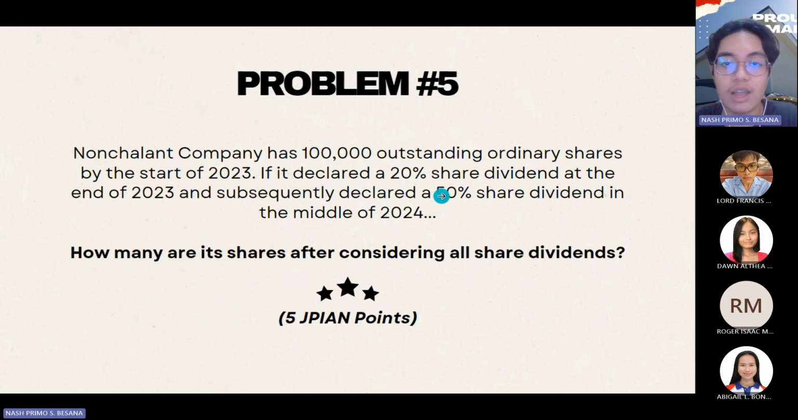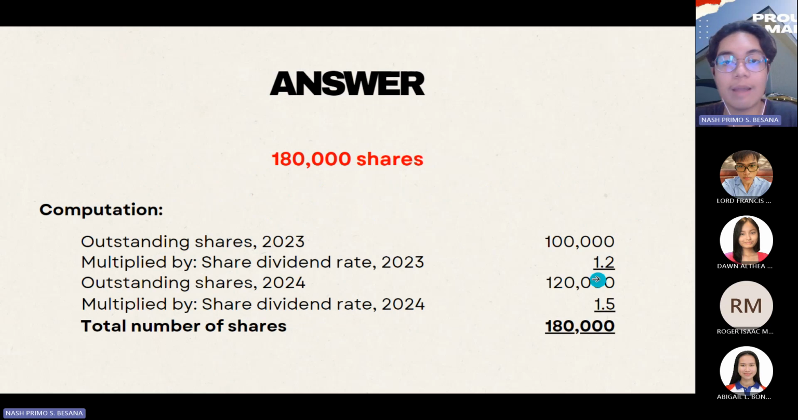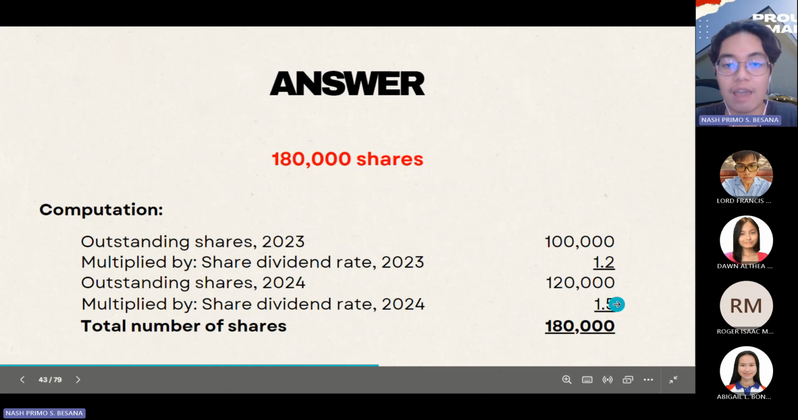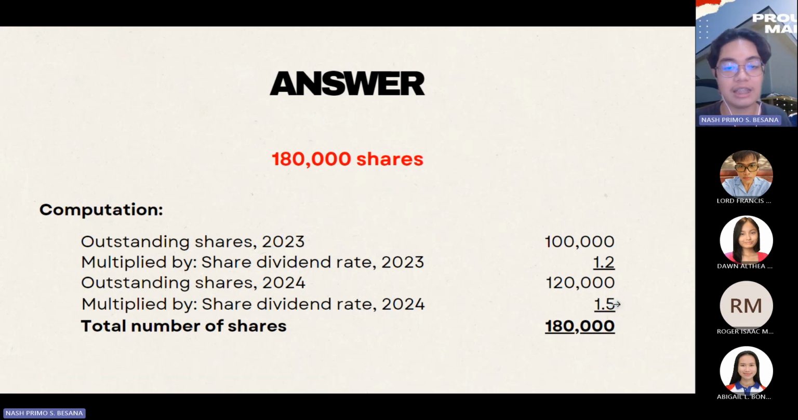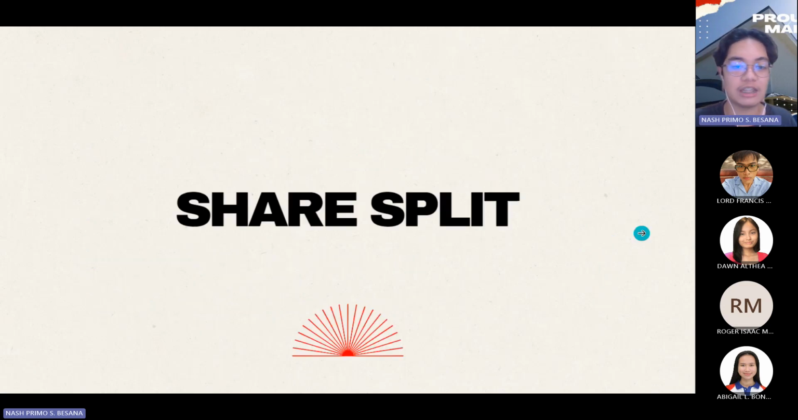Pero nag-issue daw siya ulit ng share dividend na 50%. So similar technique lang, times 1.5 para diretso na tayo sa total, hindi lang yung bago. So 120,000 times 1.5, we would arrive at 180,000 total number of shares. So ayun, thank you very much for your answers.